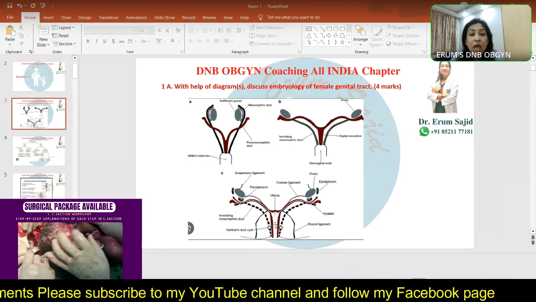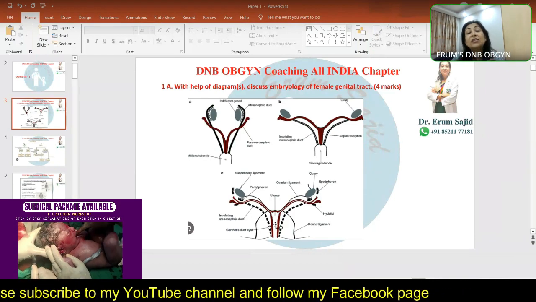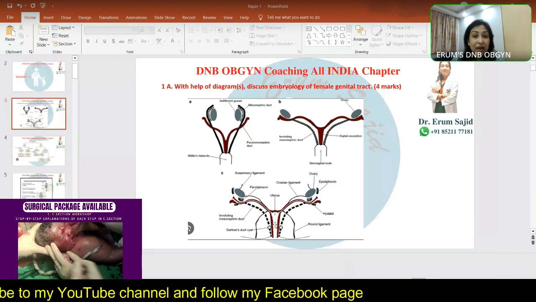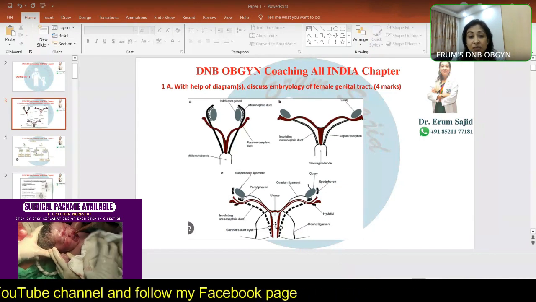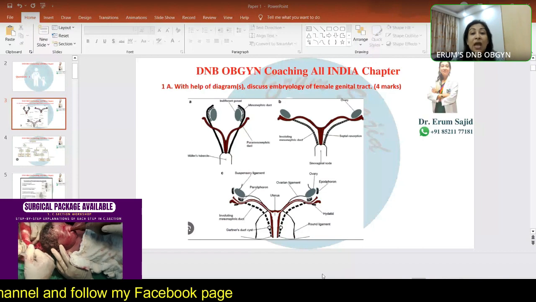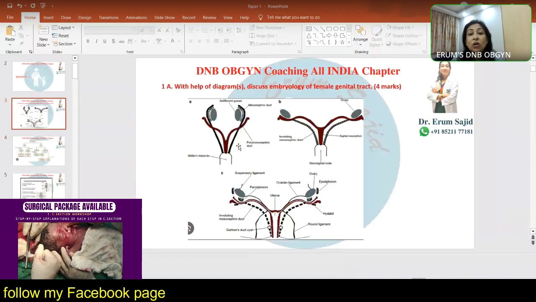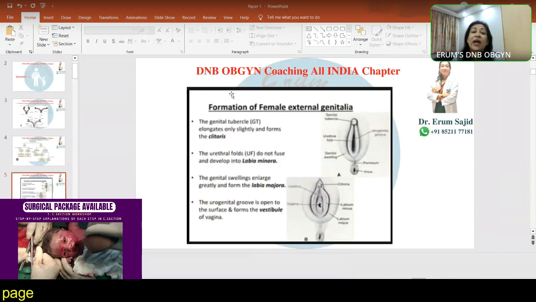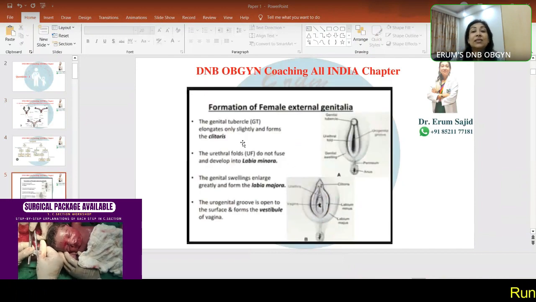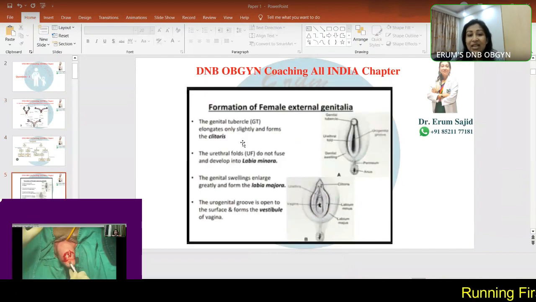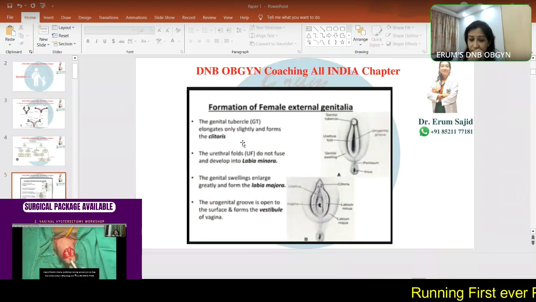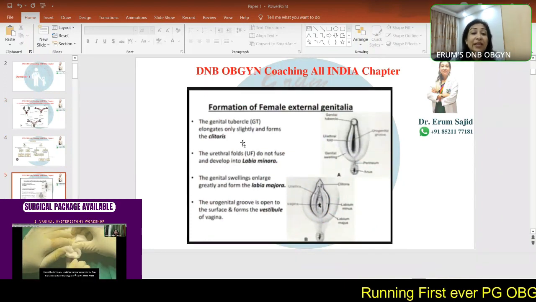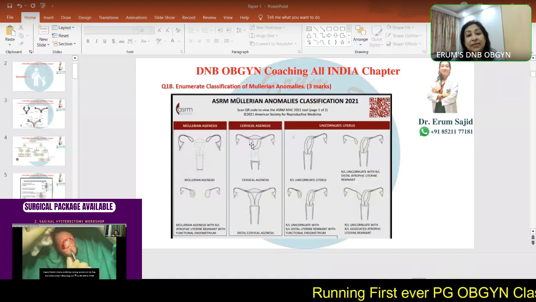If you can make this labeling the way I have done it, it is a very well understood diagram and nobody can cut your marks if you've done this properly and you write down this thing, because they have talked about the female genital tract. So external, internal, they have not specified, which is why I would want you to include this as well. And it's very straightforward. It's not a very lengthy answer. So this is the basic.